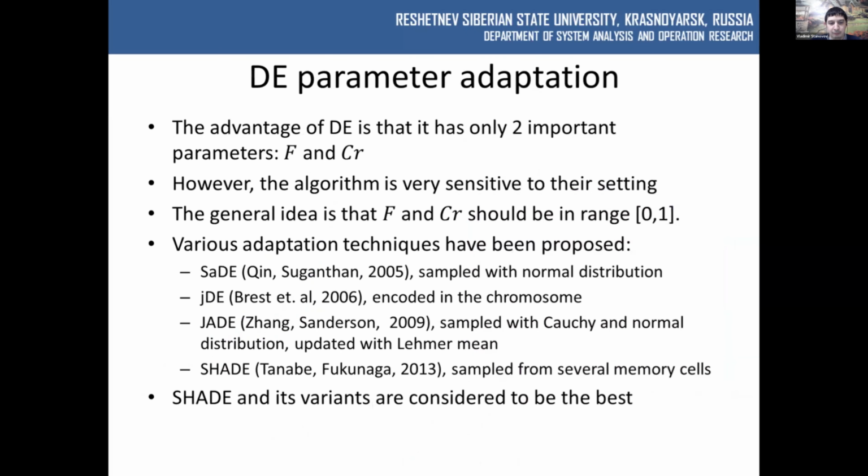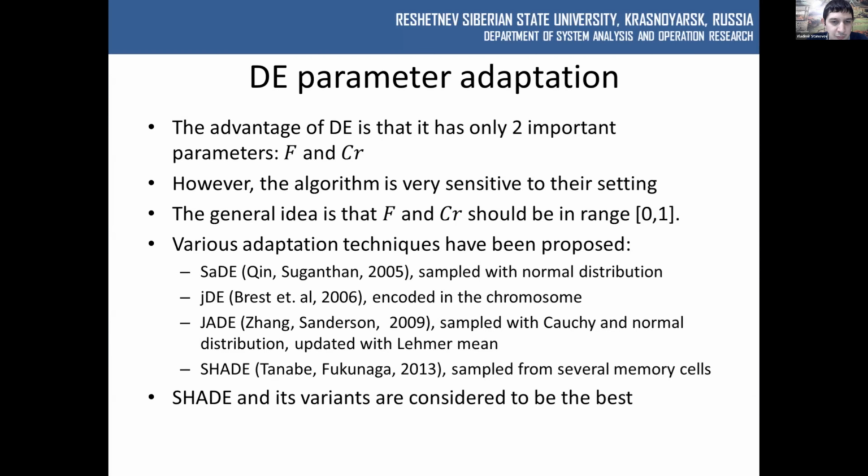Okay, so right, we can make some visualizations, but we actually want it to work really well. And I said it works very well and so on, but well, it's not that good. And I mean that there are some significant problems, and these problems are with parameter adaptation. So as I said, we have two main parameters, scaling factor F and crossover rate CR, and also a third parameter, population size, but it's not that important.